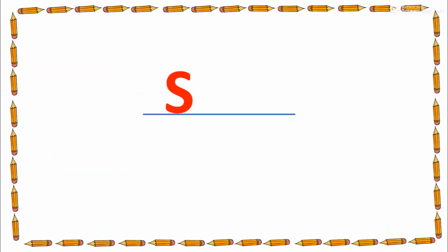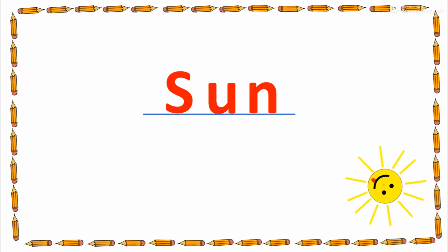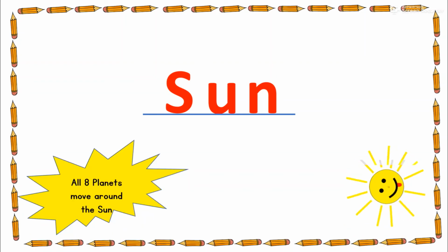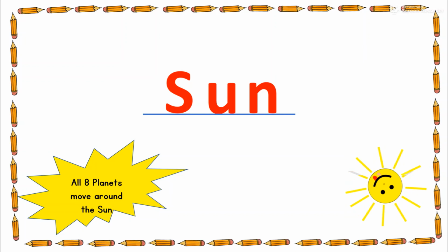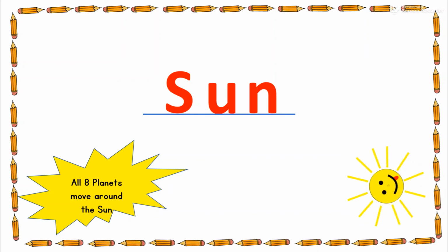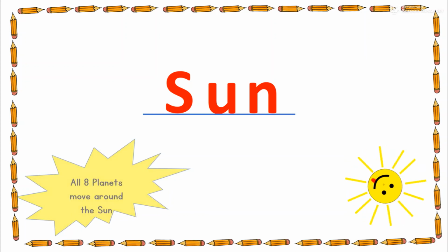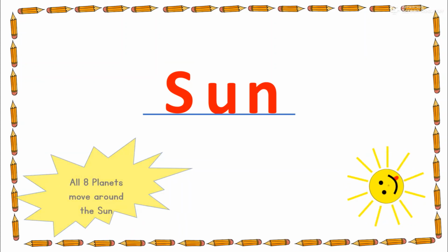Okay, the next thing is the sun. I am sure you don't know one thing which I'm going to tell you: the sun is a star. Yes, the sun is a star, and it is the center of the solar system. All the 8 planets move around the sun. Oh, this is something special.